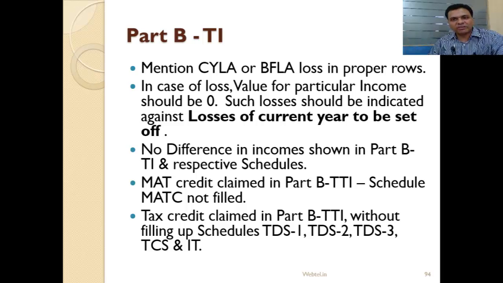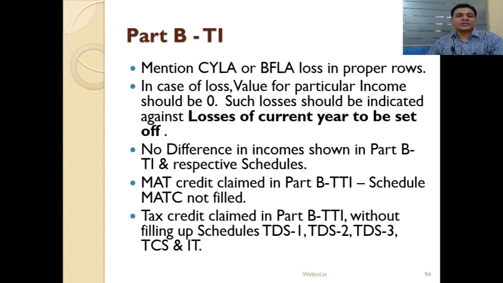because the schedule ATG has not been filled, whereas data has been given in chapter 6A. So everywhere the value of the same item should be the same, otherwise the loss or the item will be disallowed.